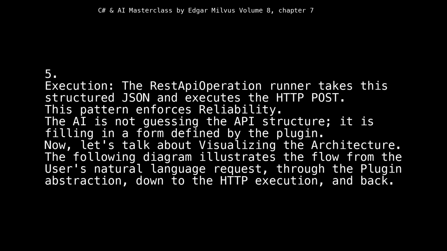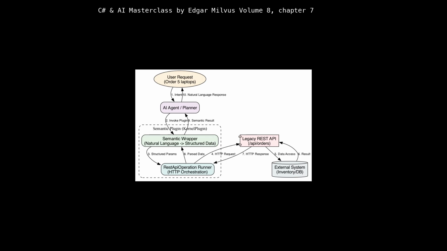This pattern enforces reliability. The AI is not guessing the API structure, it is filling in a form defined by the plugin. Now, let's talk about visualizing the architecture. The following diagram illustrates the flow from the user's natural language request, through the plugin abstraction, down to the HTTP execution, and back. This diagram illustrates how the AI translates a user's natural language request into a structured API call via a plugin abstraction layer, executes the HTTP request, and returns the response to the user.